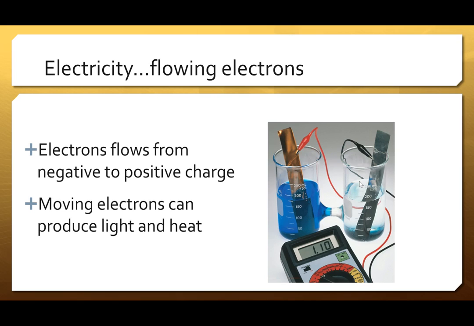So, we spent a good portion of General Chemistry 1 talking just about what electrons do. And now we're going to get to apply that to another scenario, and that scenario is going to be electricity, so the flowing of electrons. Electrons will flow from negative to a positive charge. Remember, electrons are negatively charged particles, so it makes sense that they will be repelled by negative and attracted to a positive charge. Moving electrons can produce things like light and heat, so it produces usable energy for us.